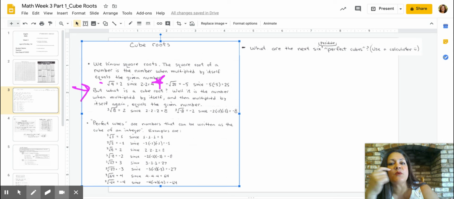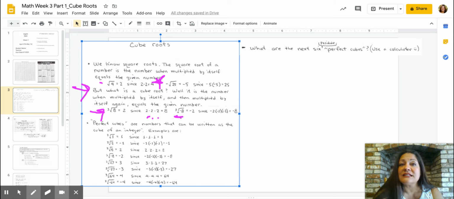Well, it is the number that when multiplied by itself, then multiplied by itself again, equals the given number. So right here, the cube root of 8 equals 2, since 2 times 2 times 2 equals 8. Over here, we have the cube root of negative 8. So that's going to be negative 2, since negative 2 times negative 2 times negative 2 is negative 8.